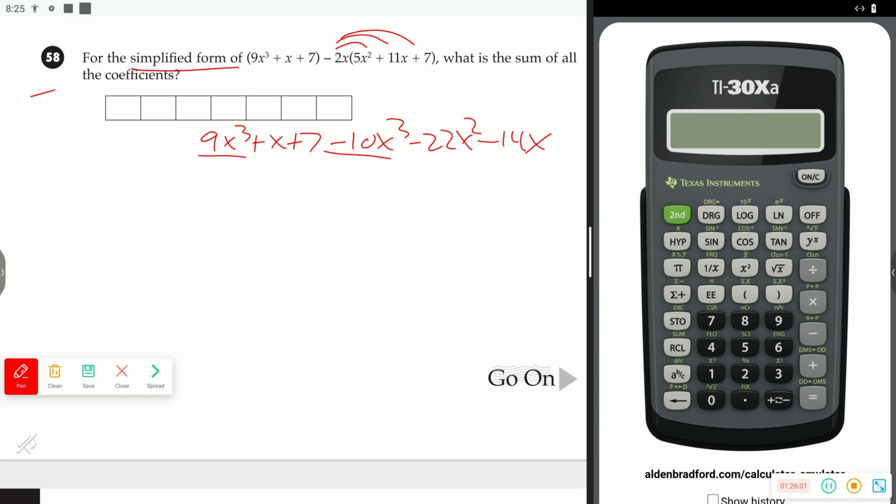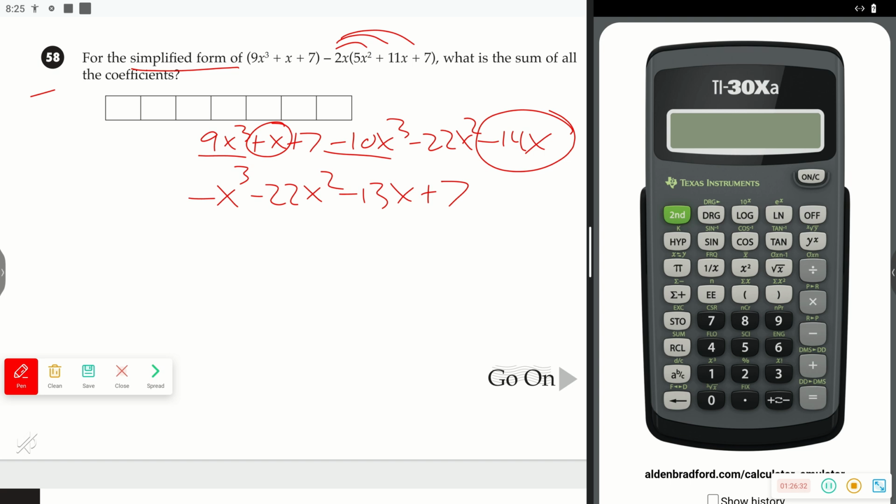So we have 2x to the 3 terms, and we have an x term here and a positive x here. So let's start out with the x's. 9x to the third minus 10x to the third is going to be minus x to the third. And then we have minus 22x squared. That was the only x squared term. And then we have 1 minus 14, which is going to be minus 13x. And then we have plus 7.